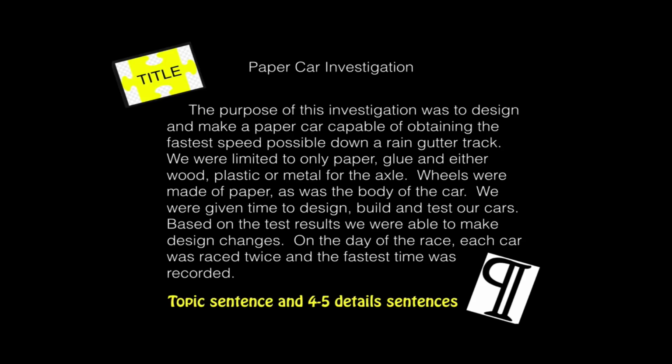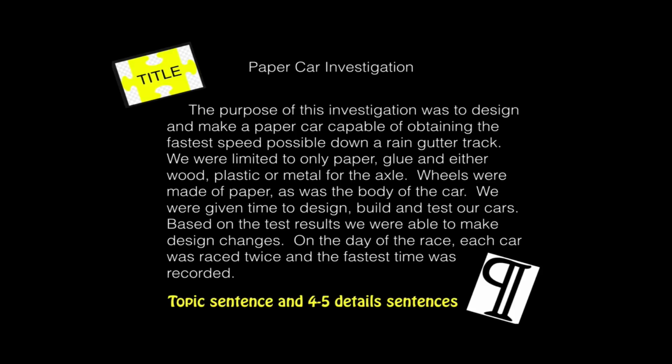So what you see in front of you is an example of that, and this was probably not the best example. I just made it up as I went along. But it says the purpose of this investigation was to design and make a paper car capable of obtaining the fastest speed possible down a rain gutter track. That's the topic sentence. So everything else in that paragraph should talk about the investigation, a paper car, going fast, and having a track. Then one of the detailed sentences is the next sentence, which says we were limited to only paper, glue, and either wood, plastic, or metal for the axle. That's more detail about designing and making a paper car.